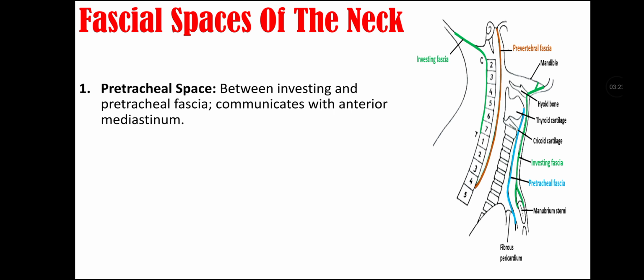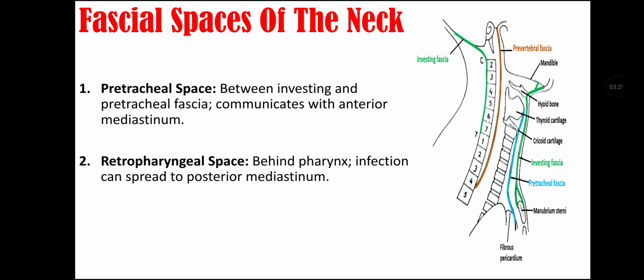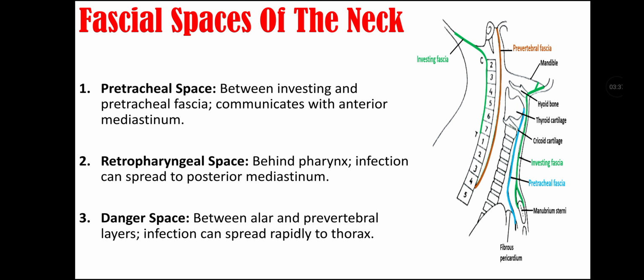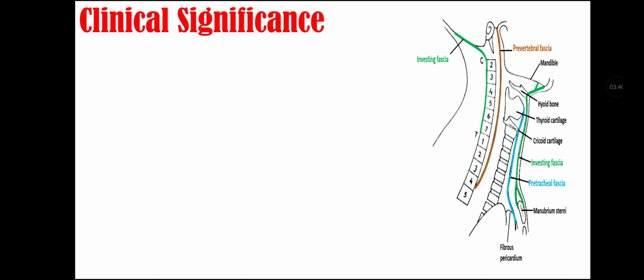Fascial spaces of the neck. It includes pretracheal space that is present between investing and pretracheal fascia, and it communicates with anterior mediastinum. It has retropharyngeal space that is present behind the pharynx, and infection can spread to posterior mediastinum from this area. And it has danger space that is between alar and prevertebral layer, and infection can spread rapidly to the thorax from this area.